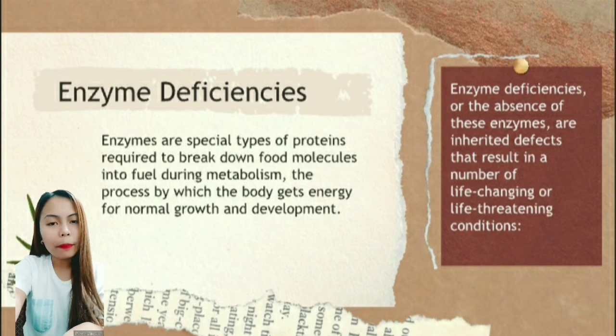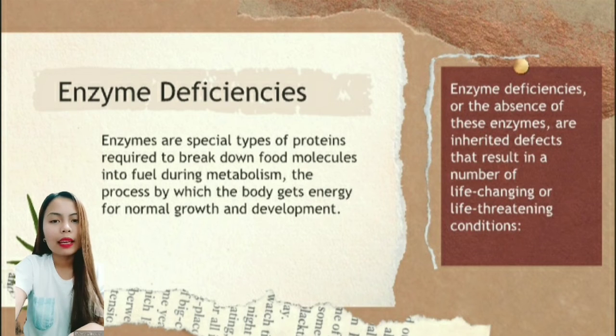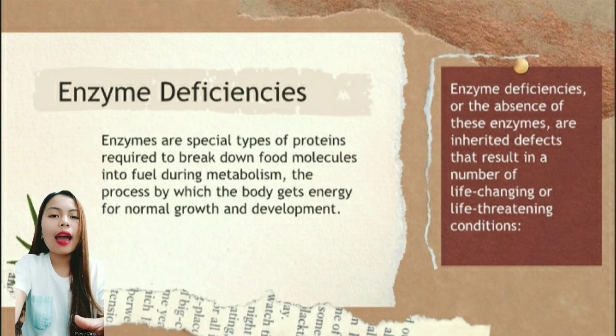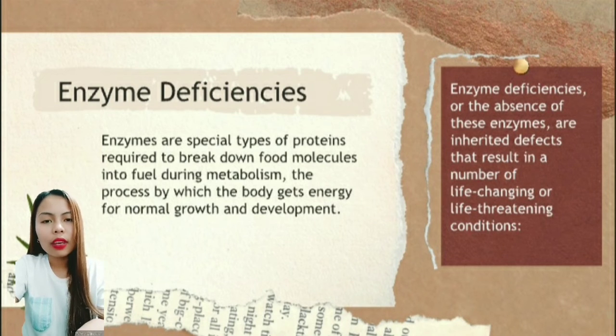The topic that I'm going to discuss is all about enzyme deficiencies. So when we say enzyme, it is a special type of protein needed to break down food molecules so that they will turn into fuel during metabolism. When we say deficiency, it is the absence of something. So if we combine the words enzyme and deficiencies, enzyme deficiency is the absence of the enzymes.